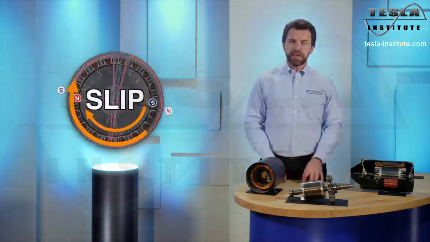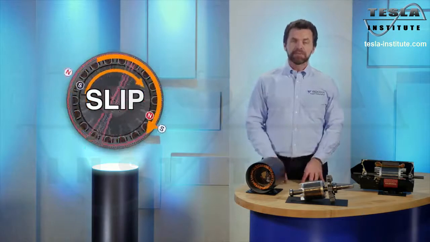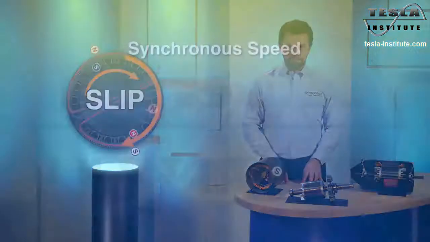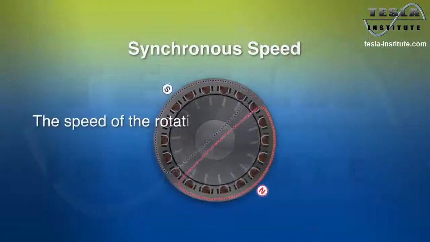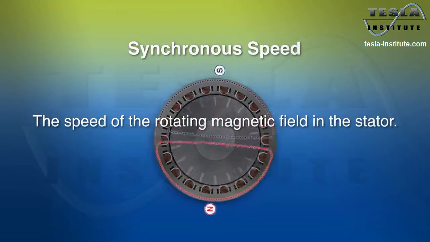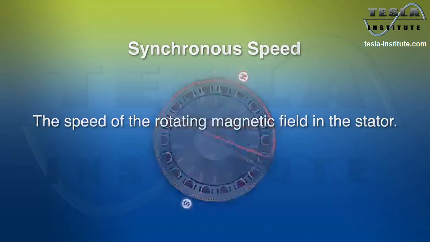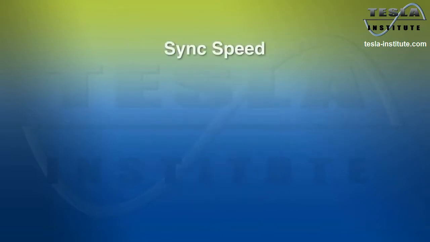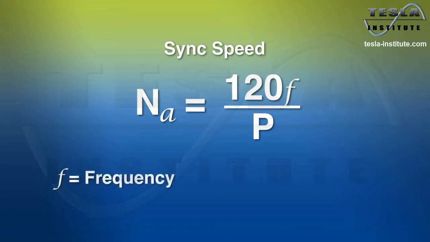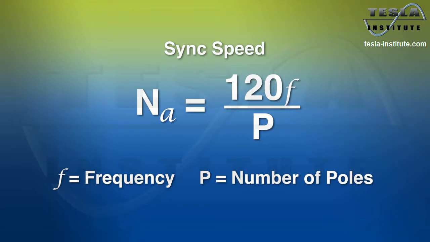To help you understand slip, let's take a moment to define some terms that you'll need to know as we move forward. The speed of the rotating magnetic field in the stator is called synchronous speed. You can calculate synchronous or sync speed by using the formula 120 times F over P, where F is the frequency of the AC power supplied and P is the number of motor poles. We'll talk about motor poles in a second.